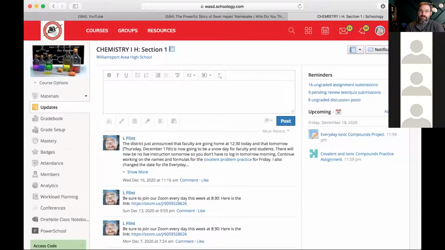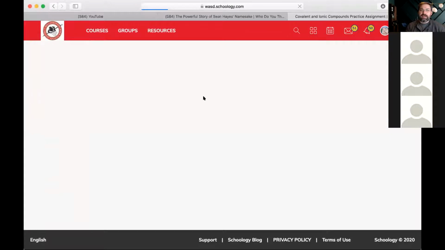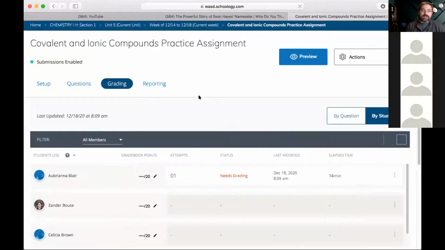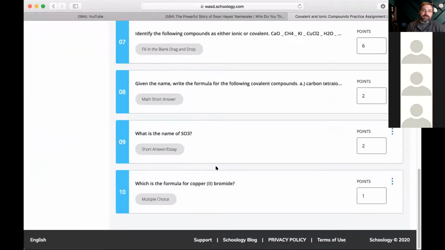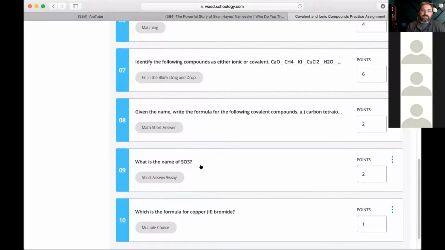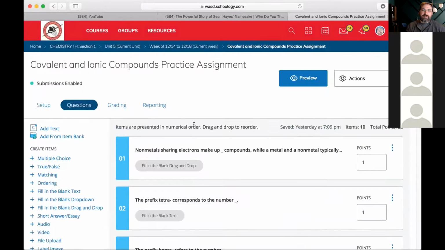All right, so on the right-hand side, there's that everyday ionic compound project, and you've had that to work on all week. And if you aren't done with that, you need to finish that up today. But this is the additional practice. It says covalent and ionic compound naming assignment. This is really set up like a quiz or an assessment. In this quiz, there are 10 different problems to do, and they have a mix of ionic and covalent compounds.